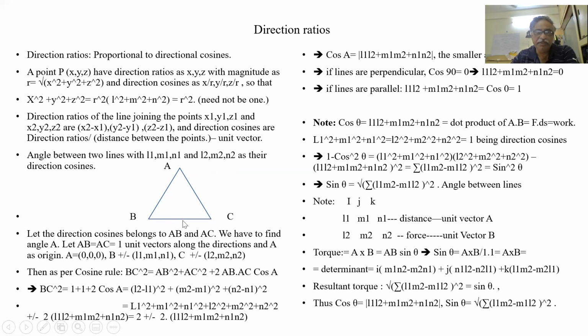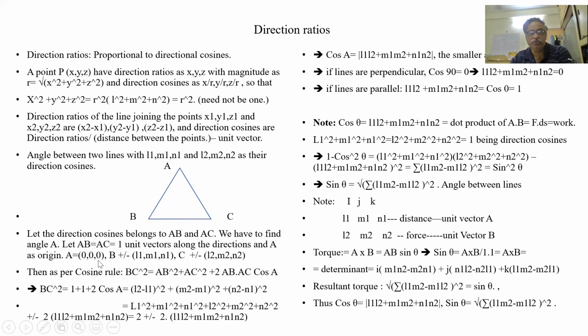What is BC? BC is L2 minus L1. If A is taken as the origin, 0, then B is L1, M1, N1 and C is L2, M2, N2. These are all unit vectors. AB is a unit vector, AC is a unit vector. So in this direction, I have taken a unit vector, and in this direction, I am taking a unit vector for calculating the angle at A. B is L1, M1, N1, C is L2, M2, N2.